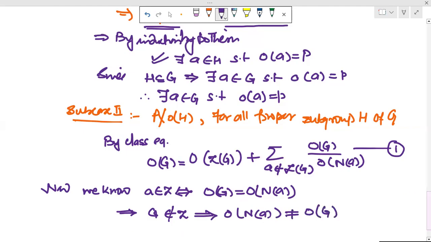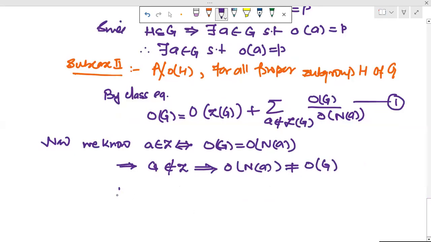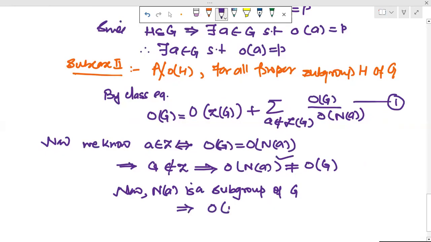Now, N(A) is a subgroup of G. If N(A) is a subgroup of G and its order is not equal to this, then what does it mean? Order of N(A) is less than order of G. This is what we are getting. Fine.